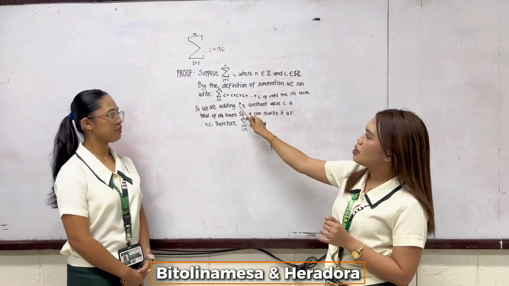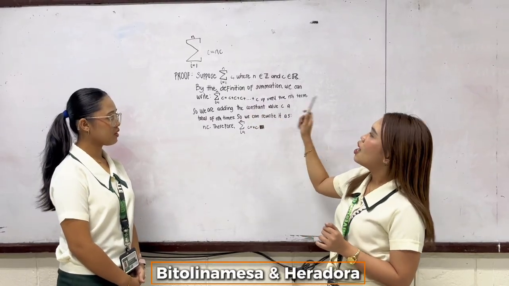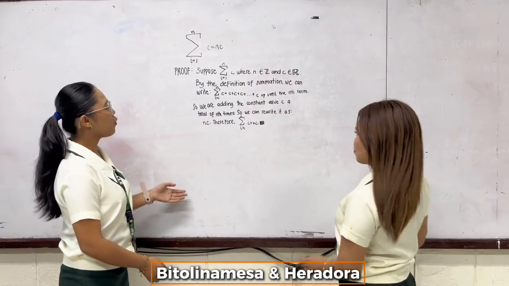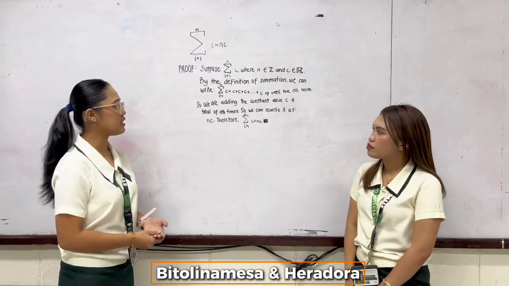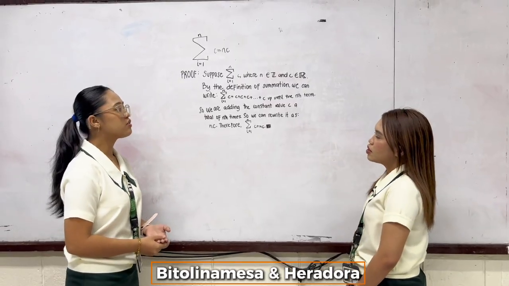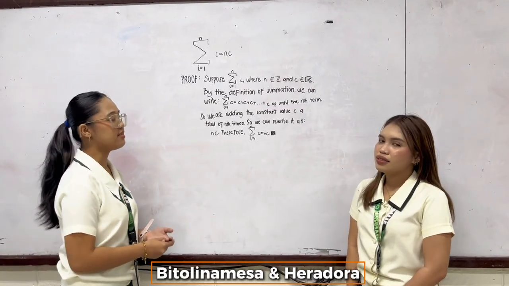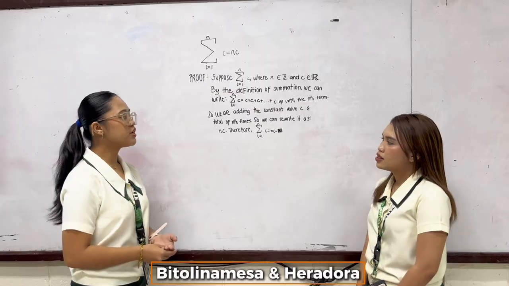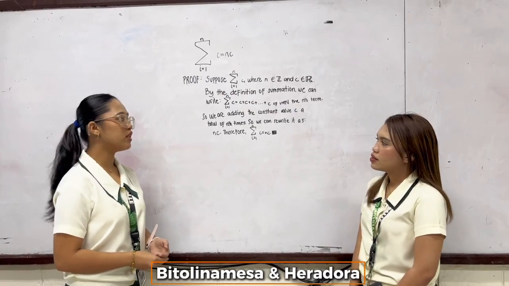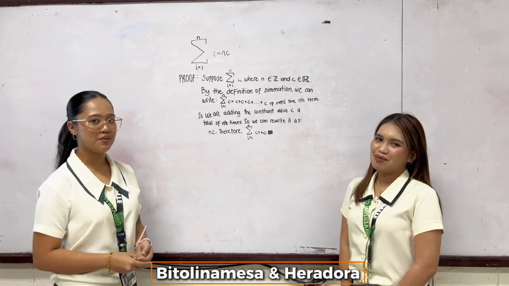is equal to c plus c plus c plus c plus c up until the nth term. So we are adding the constant value c a total of n times, so we can rewrite it as nc. Therefore, the summation of c where i runs from 1 to n is equal to nc.